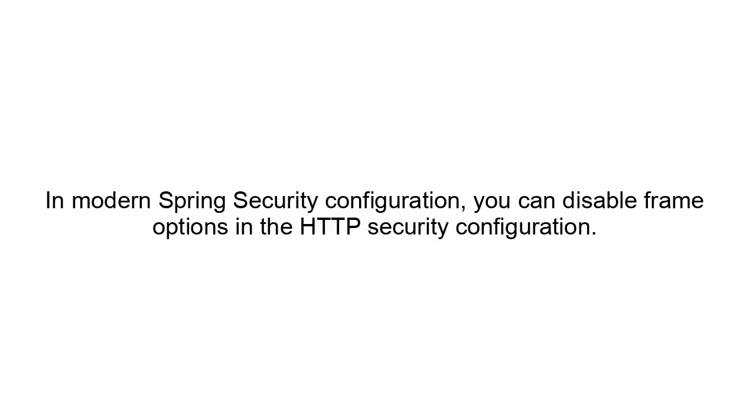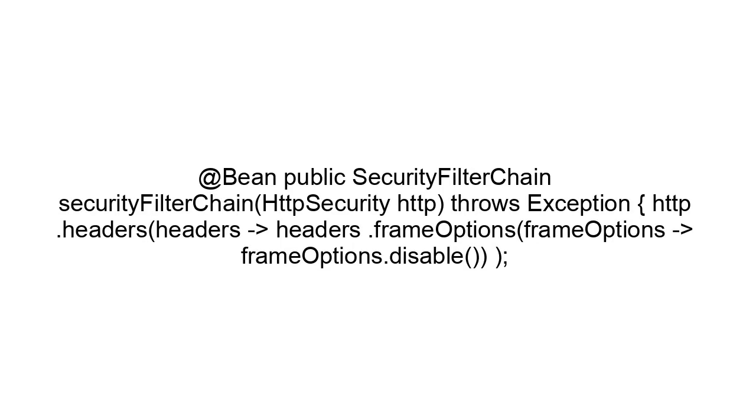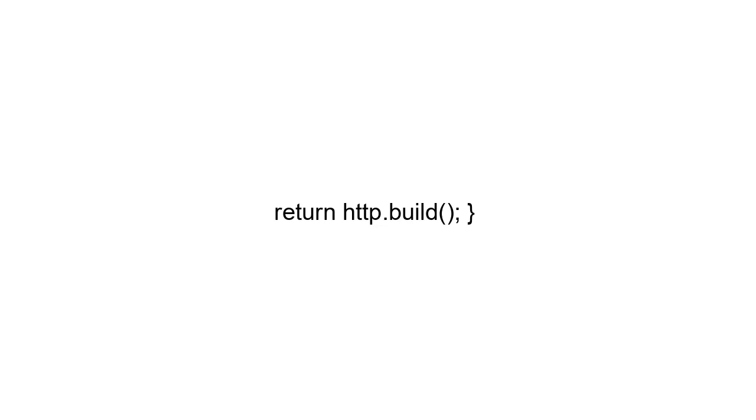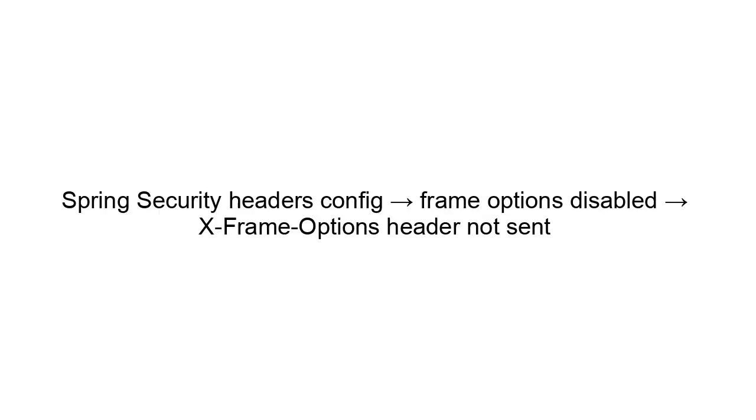Basic way to disable X-Frame-Options in Spring Security. In modern Spring Security configuration, you can disable frame options in the HTTP security configuration. Example: @Bean public SecurityFilterChain securityFilterChain(HttpSecurity http) throws Exception, http.headers(headers -> headers.frameOptions().disable()); return http.build(). Example concept: Spring Security headers config means frame options disabled, which means the X-Frame-Options header is not sent. This is the standard way in modern Spring Security.